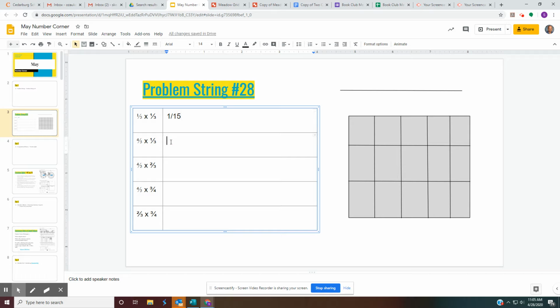So now go ahead and do the next problem in your notebooks. Shade in again 4/5 and look at 1/3, and what is your answer?